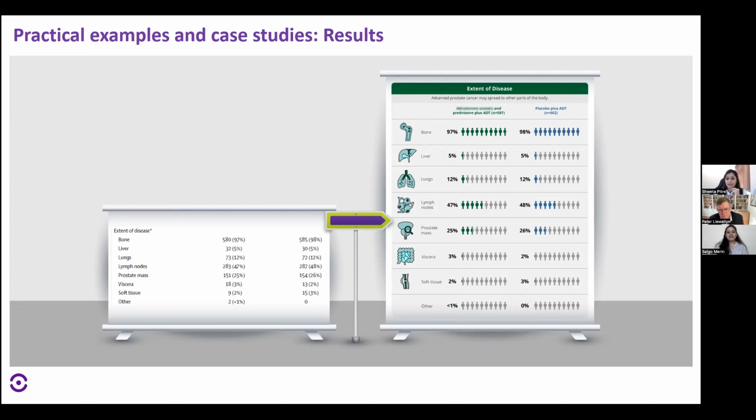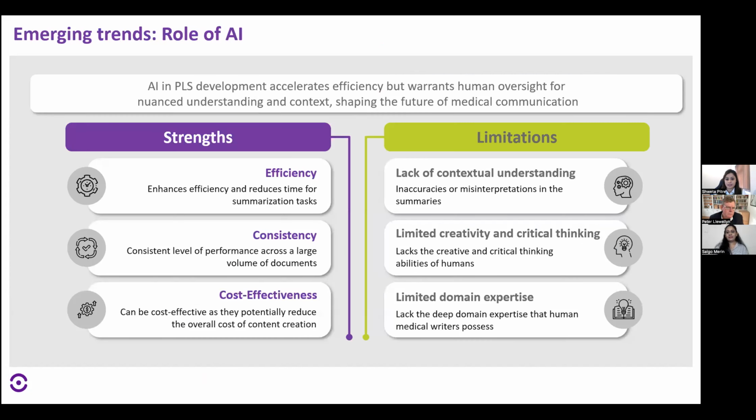So very quickly, I think we'll go on to the next topic, a very important topic. We're talking about AI. It is important to talk about AI. So what is AI? What does AI do? What is the role of AI in plain language summaries?